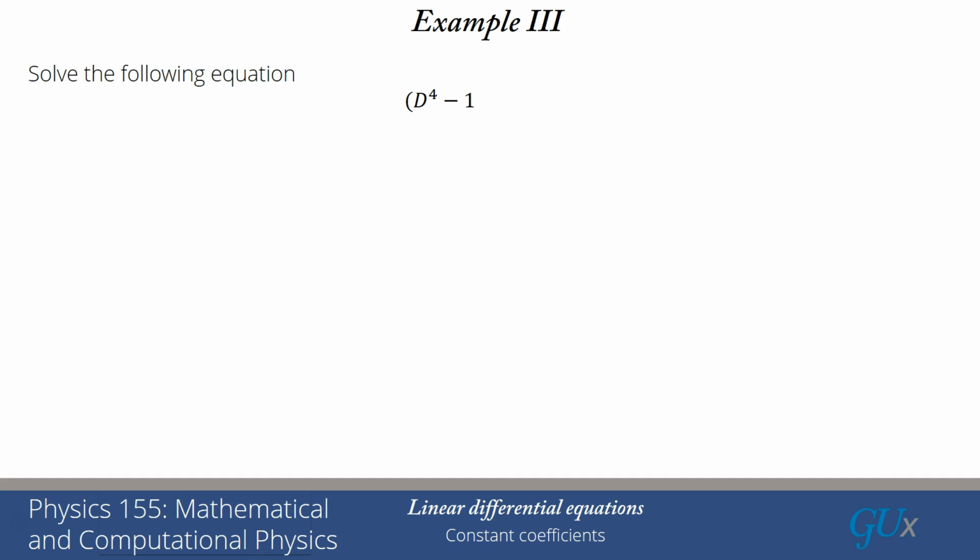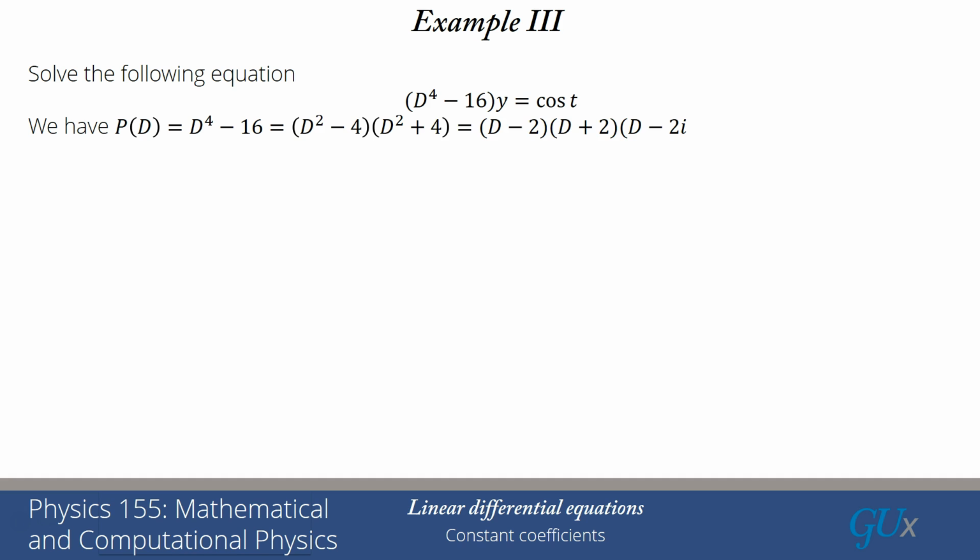All right, let's look at our next example. We want to solve the following equation: D to the 4th minus 16 acting on y is equal to cosine t. Now, d to the 4th minus 16, I can immediately factorize that. It's d squared minus 4 times d squared plus 4, which is d minus 2 times d plus 2 times d minus 2i times d plus 2i.